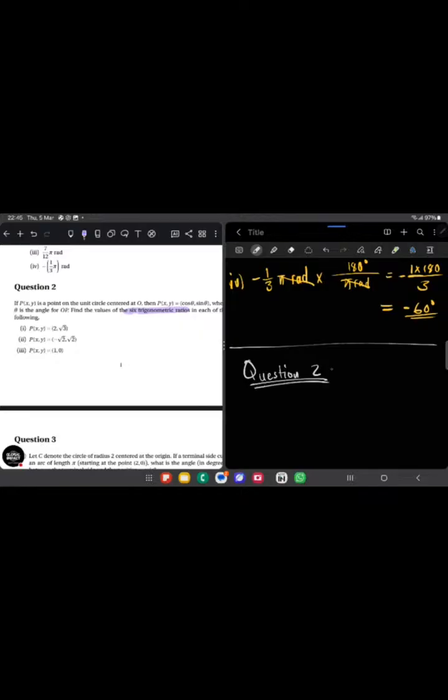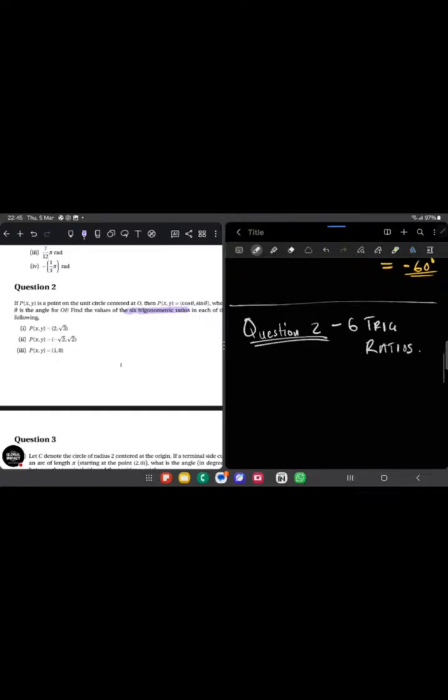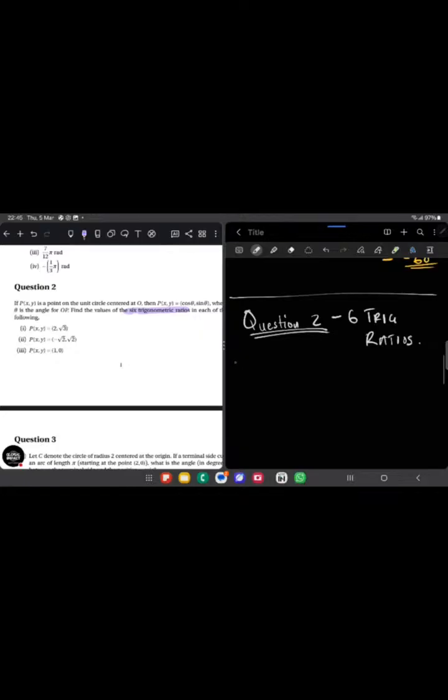Question 2. 6 trig ratios. What are the 6 trig ratios? First of all, let's talk about the 6 trig functions. You have sine theta, cos theta, tan theta, sec theta, cot theta and cosec theta. You see them when we differentiate towards the end of the semester. Anyway, these are the 6 trig functions, and we want them as ratios now.